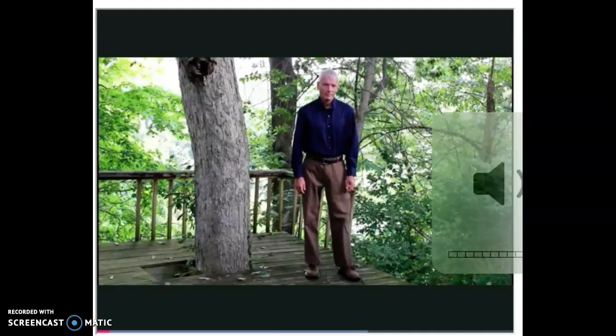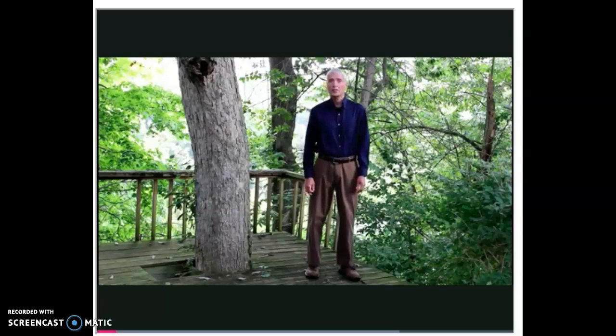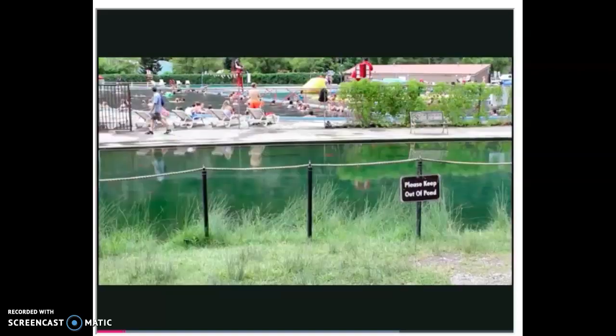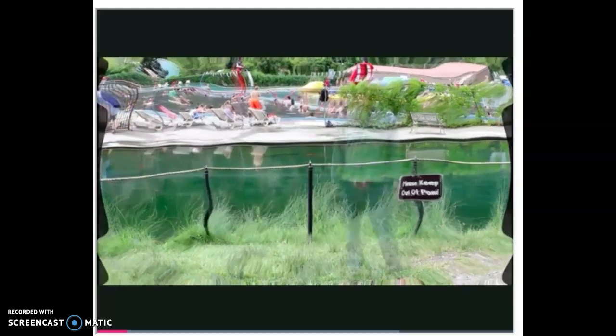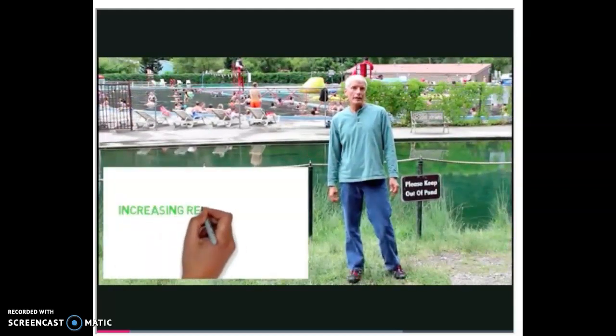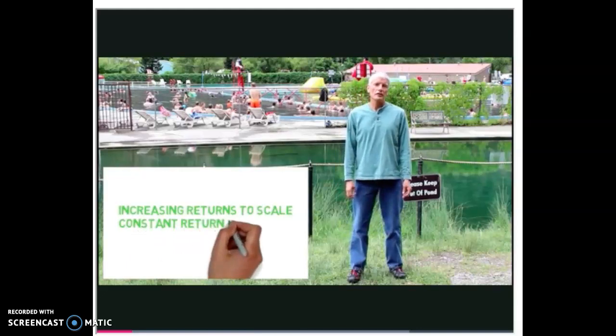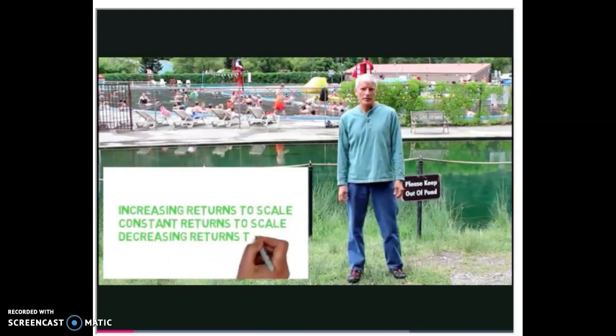Hi, I'm Dave Anderson. In this video, I'll take you on location in Colorado to explain some terms that are easily confused. I'll explain returns to scale, how they differ from diminishing marginal returns, and how they relate to economies of scale and diseconomies of scale. I'd like to talk about increasing returns to scale, constant returns to scale, and decreasing returns to scale.